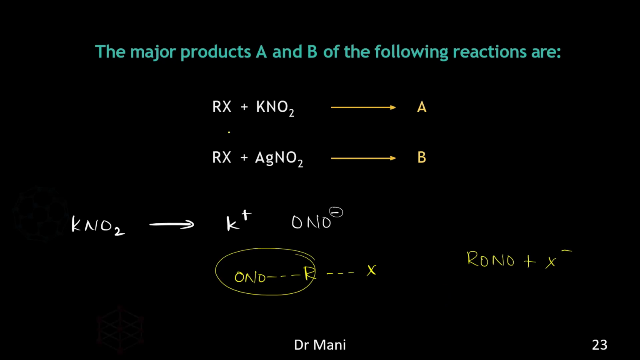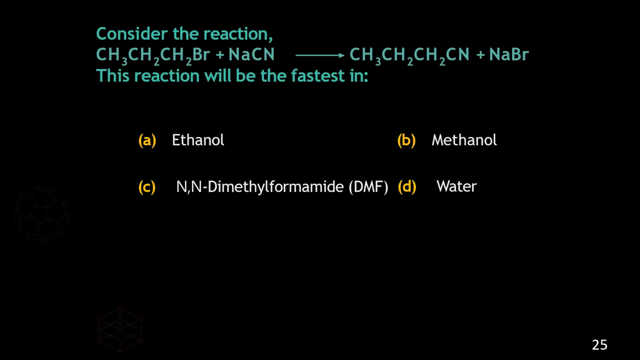Okay, tell me about this one. AgNO2. The same happens here. The way K has broken, the same way Ag also will break here. So tell me what product will be formed here. RONO plus X minus. Yeah. So next one, tell me this.